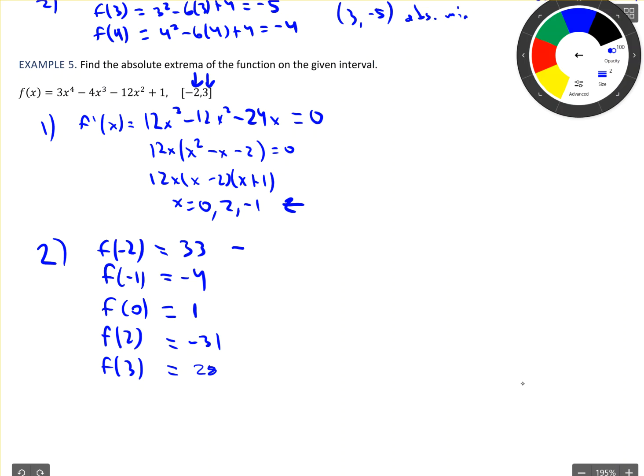So look at the biggest number. 33 is my absolute max. This is step 3, what I'm doing right here. And then negative 31 is our absolute minimum. And that's basically all you need to know for this section.